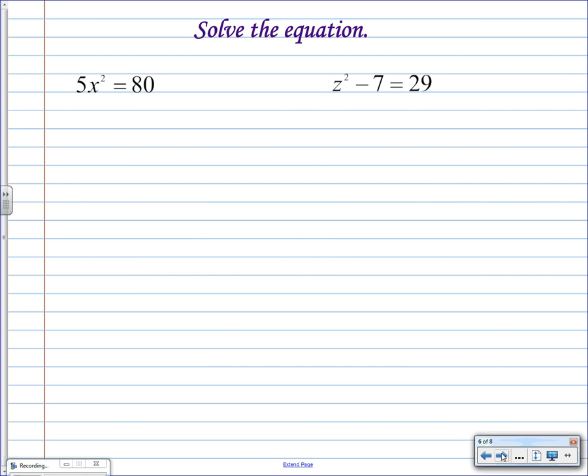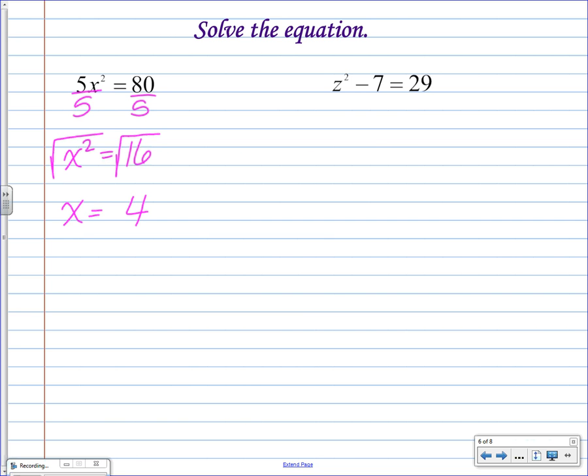So now we want to solve the equation. Well, how do I do that? Okay, well, I'm going to divide by 5, just like when I solved for x instead of x squared, and I get x squared equals 16. And what undoes a square? Well, a square root does. Awesome. Okay, and the square root of x squared is x, and that equals 4.